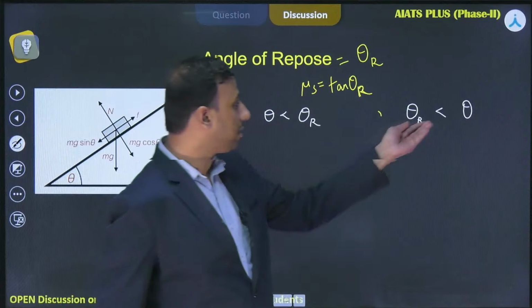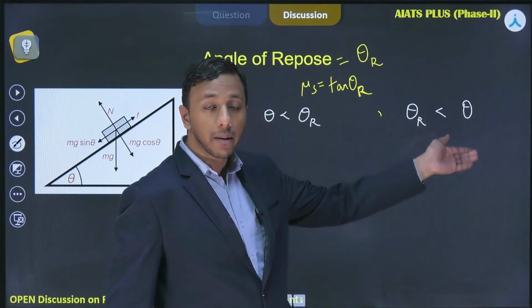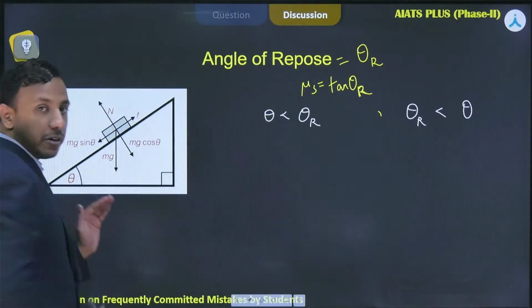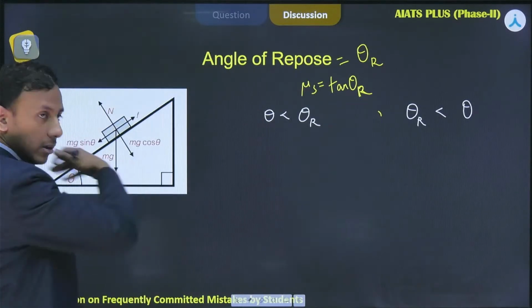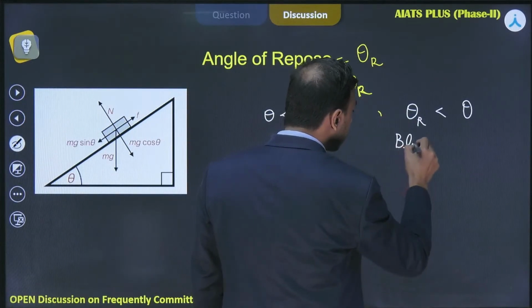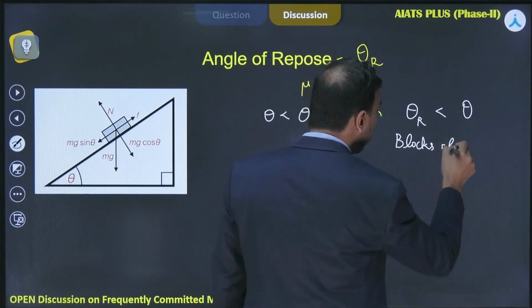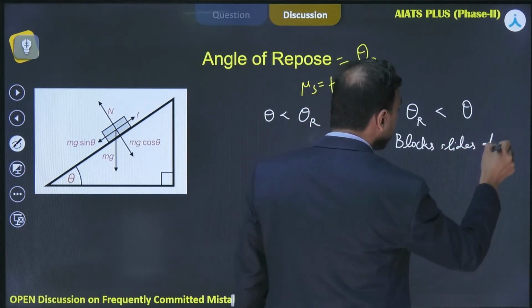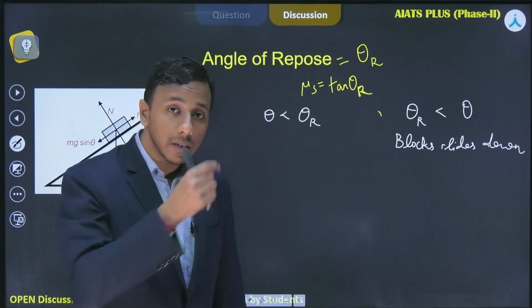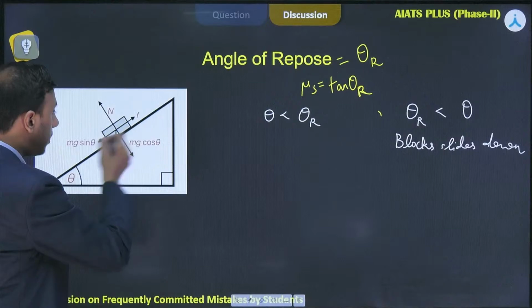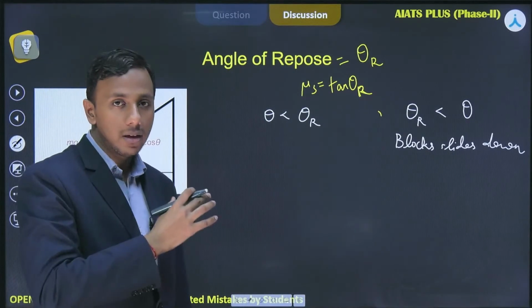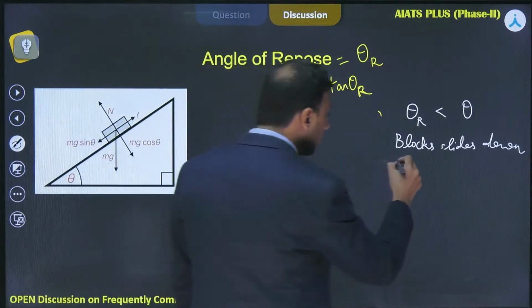Theta r less than theta means that the angle of the inclined plane is more than the angle of repose. That means the angle of inclination is more, so the block is going to come sliding down. Which friction will come into play? Because there is slipping, the block is going to slip as it comes down the inclined plane. It's not static on the inclined plane. So kinetic friction comes into play.